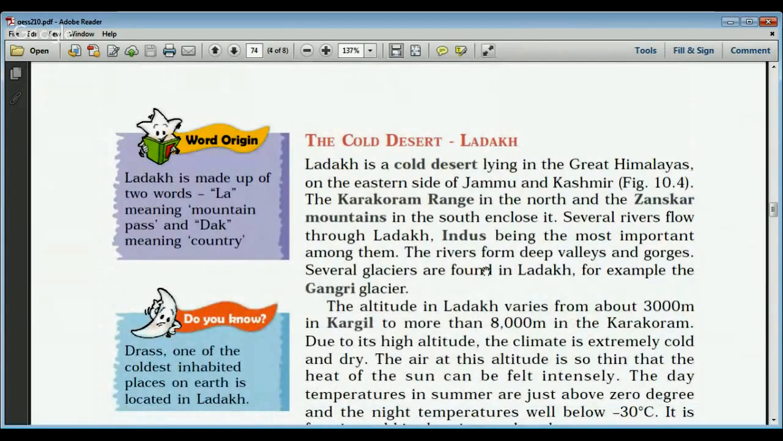Now see the cold desert that lies in India, and that is known as Ladakh. Ladakh is made up of two words, La plus Dak. La means mountain pass and Dak means country. So Ladakh means mountain pass of the country.